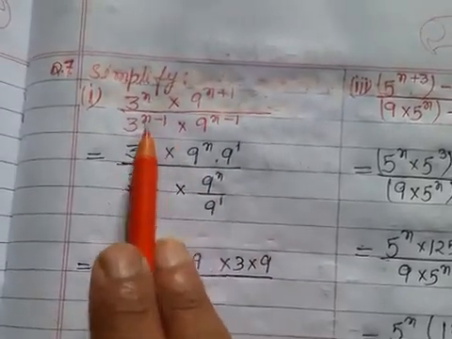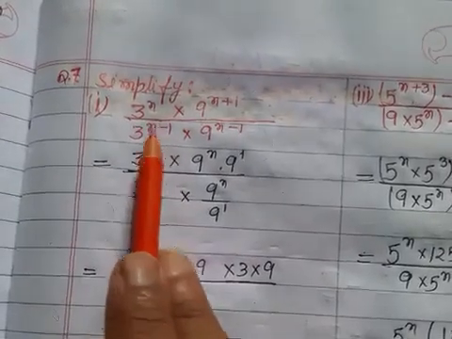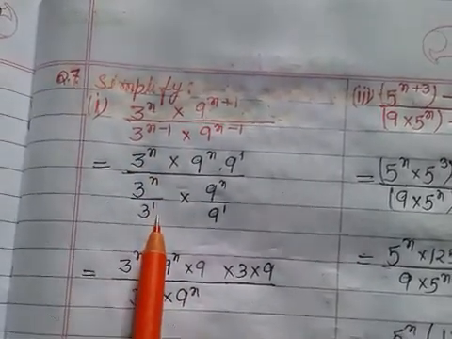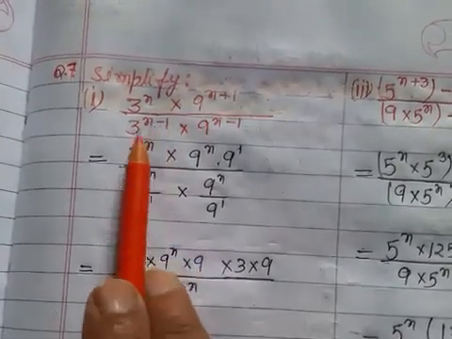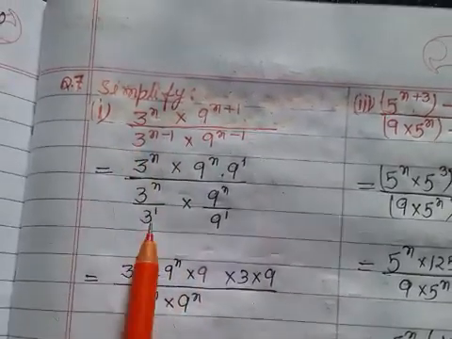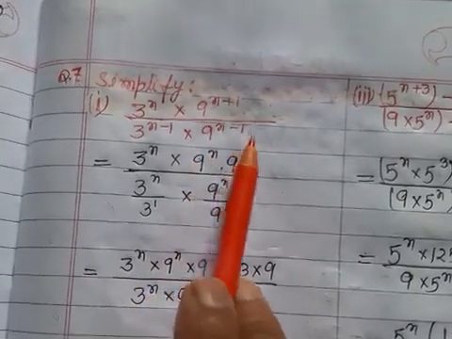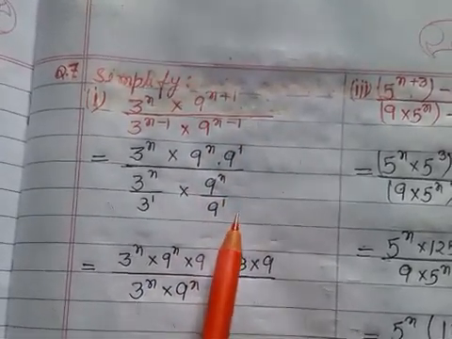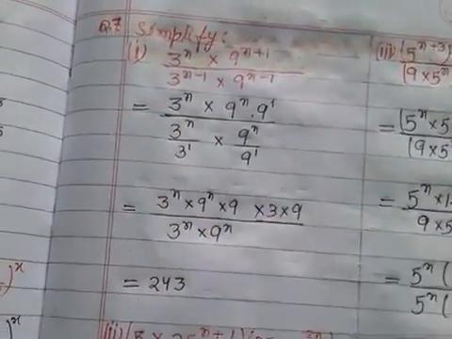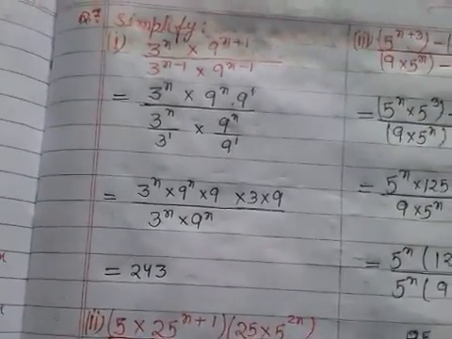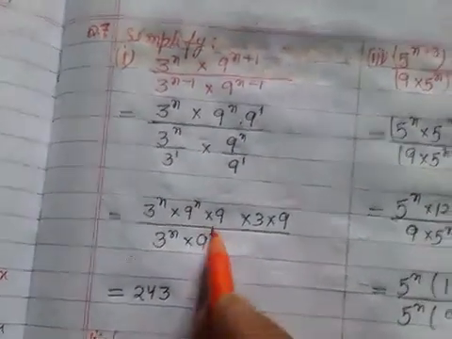Okay, now here powers are subtracted, so we write here in division form 3 to the power n by 3 to the power 1. Okay, because we know 3 to the power n by 3 to the power 1 is 3 to the power n minus 1, so we can write in reverse order. Okay. Similarly, 9 to the power n minus 1 means 9 to the power n by 9 to the power 1. Okay. Now it is in division, so we convert the fraction in multiplication.